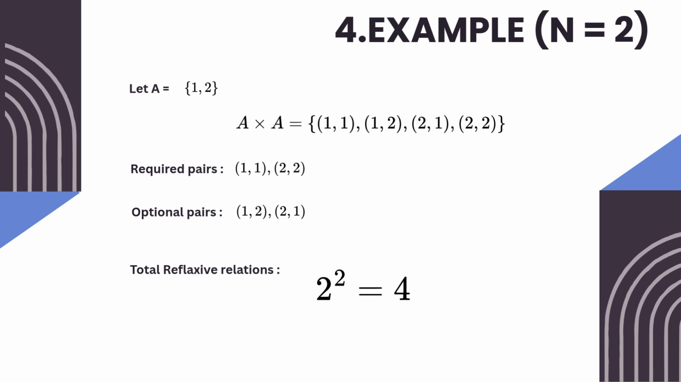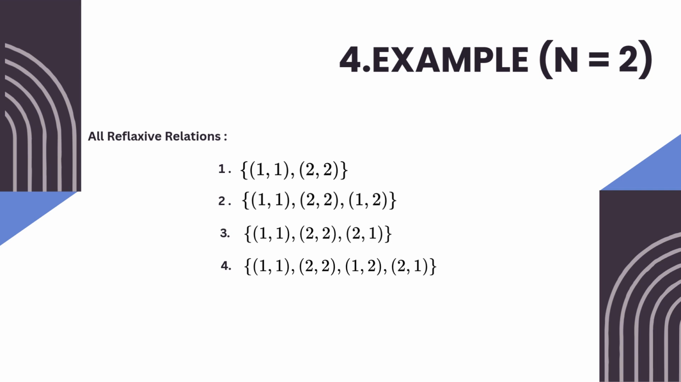On this slide, we can see all the reflexive relations for the case when n is equal to 2. This set is A equals {1, 2}. So for a relation to be reflexive, the pairs (1,1) and (2,2) must always be included. These two are the required pairs because each element must be related to itself.